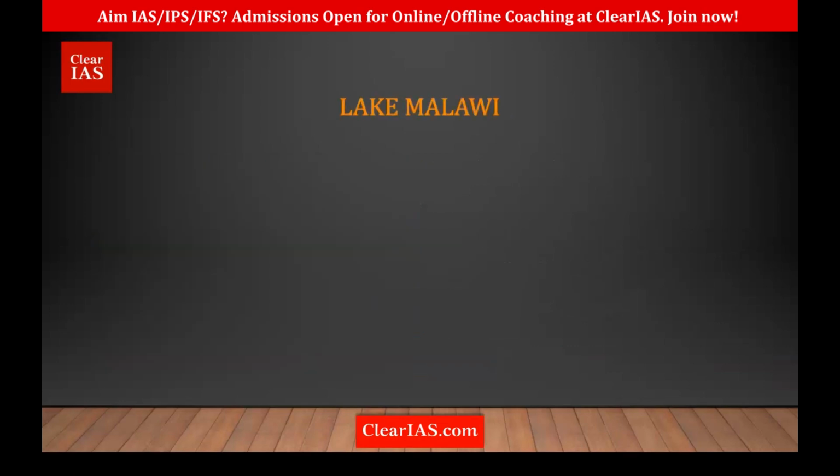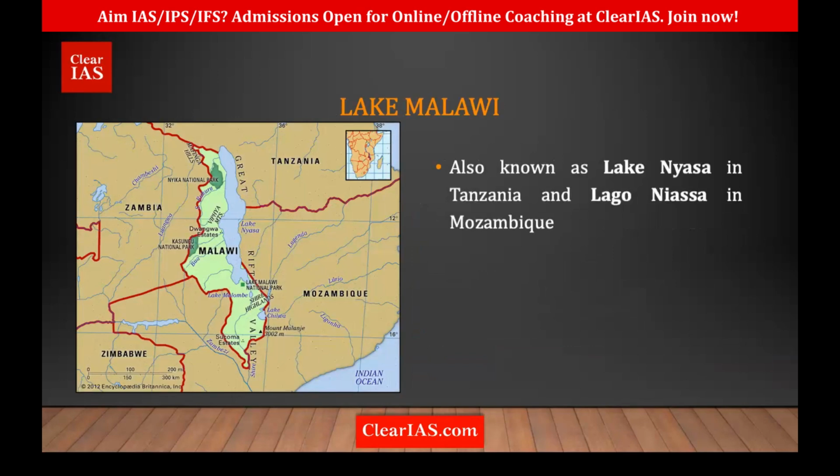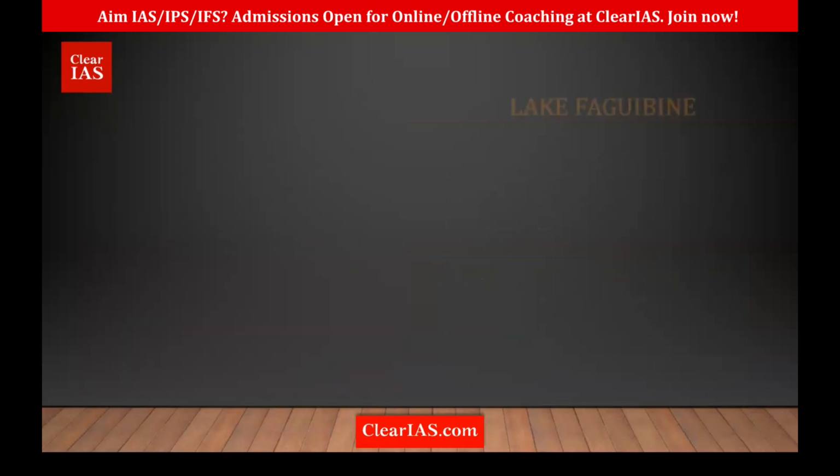Then we spoke about Lake Malawi. It is the southernmost point of the East African Rift Valley. It is also called Lake Nyasa in Tanzania and Lago Niassa in Mozambique. It is between Malawi, Mozambique, and Tanzania. Clear? Lake Malawi.